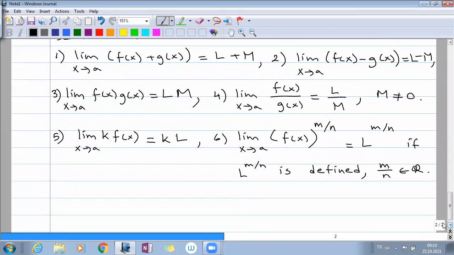Maybe we didn't talk about this, but what do we mean by taking a number L to the power m over n? It is the nth root of L to the power m.